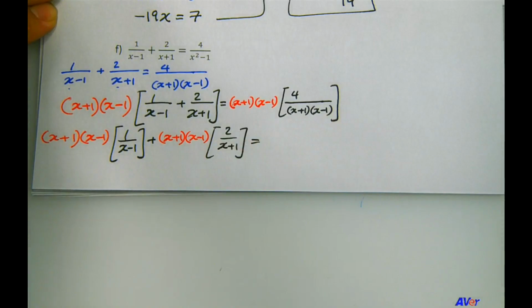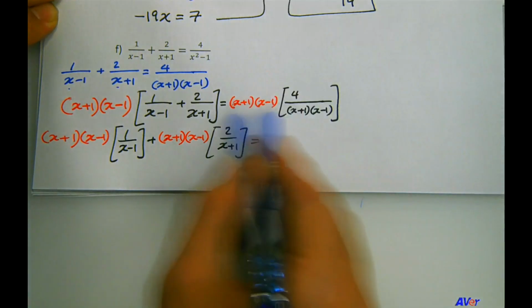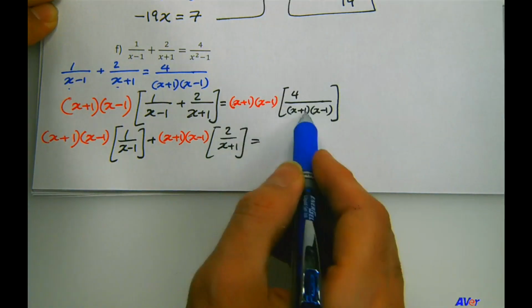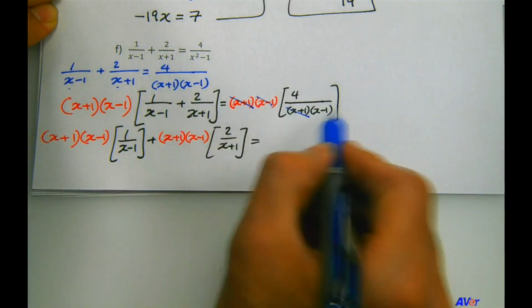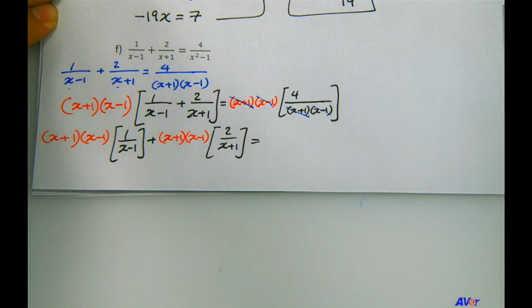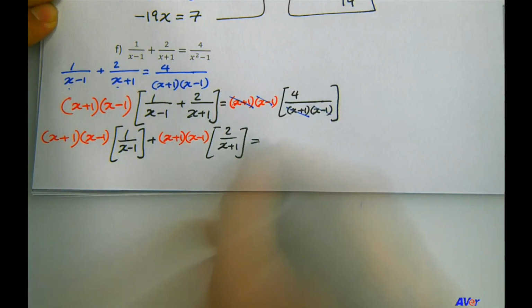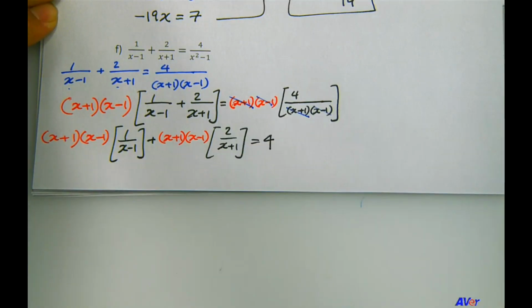Then, on the right though, we're okay. We can simplify immediately. Because if you look at what we're multiplying it by and what the denominator is, this x plus 1 and that x plus 1 cancel out. This x minus 1 and that x minus 1 cancel out. So we end up with just 4. Okay, so let's simplify on this side.